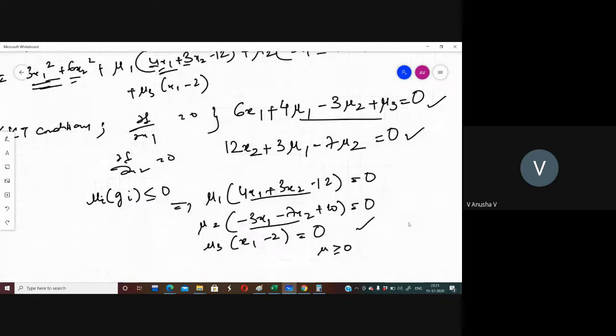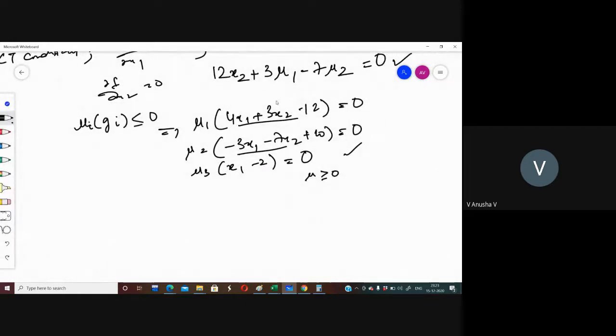These three conditions can never be equal to 0. So how can I solve this? This cannot be equal to 0, this cannot be equal to 0, this cannot be equal to 0. So if these three constraints cannot be equal to 0, then u1, u2, u3 need to be equal to 0. When the three constraints are inactive, they are not equal to 0. Then mu1 will be equal to 0, mu2 will be equal to 0, and mu3 will be equal to 0. So now what did they ask?